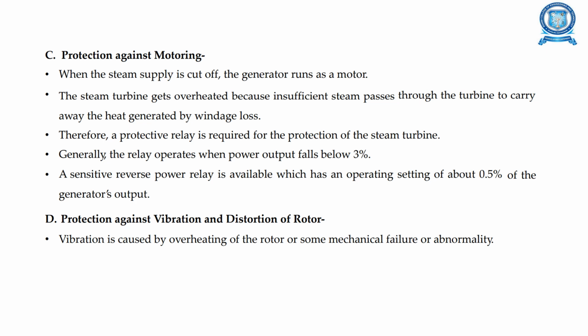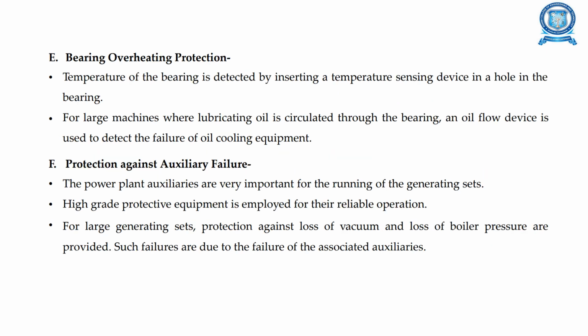Next is the protection against vibration and distortion of rotor. Here the vibration is caused by overheating of the rotor or some mechanical failure. Bearing overheating protection: the temperature of the bearing is detected by inserting a temperature sensing device. Protection against auxiliary failure: high grade protective equipment is employed for reliable operation. For large generating sets, protection against loss of vacuum and loss of boiler pressure are provided.